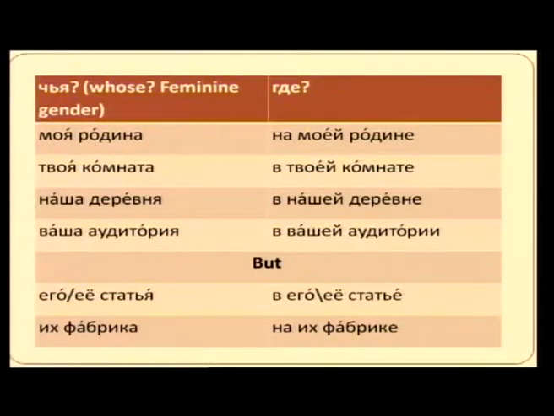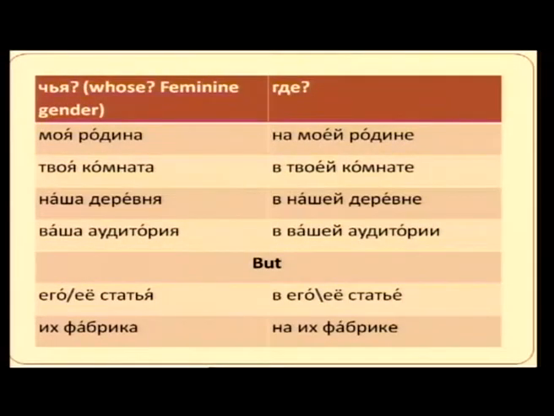Please pay attention to the next slide and understand the fundamental rules applied in the usage of possessive pronouns in Russian with the help of certain examples. In the case of feminine gender nouns, for example, моя родина, твоя комната, наша деревня, ваша аудитория, they are changing to на моей родине, в твоей комнате, нашей деревне and вашей аудитории. But accordingly, его, ее doesn't change. The only change is again at the end of the nouns.